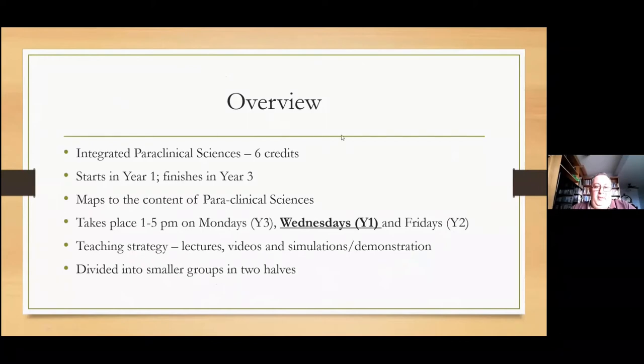So if we try to integrate it with all your paraclinical sciences and preclinical sciences courses, Skills Lab now has a standalone course of 6 credits, which means that it has its own assessment. It starts in year 1 and finishes in year 3. As I said, we map it as much as possible to what you are doing at the time in your pre and paraclinical sciences. It takes place on different days between 1 and 5 p.m., depending on what year you are.